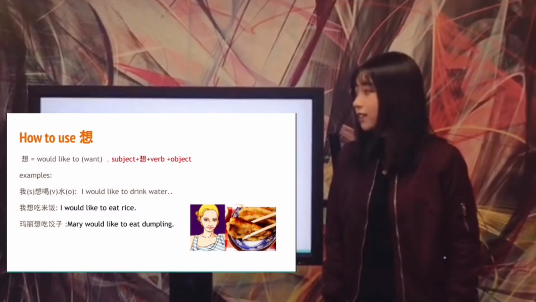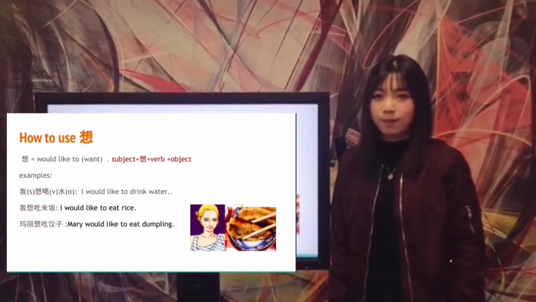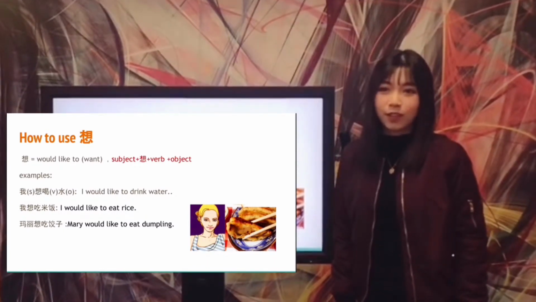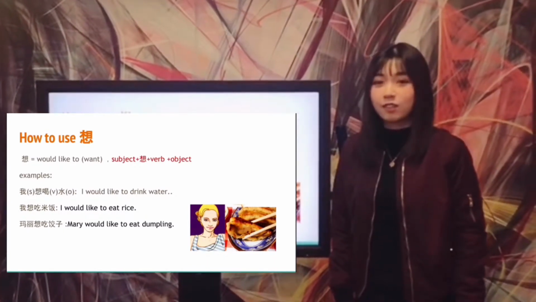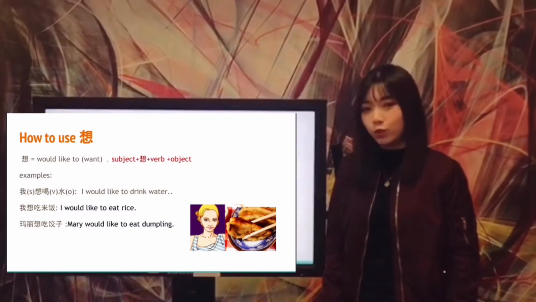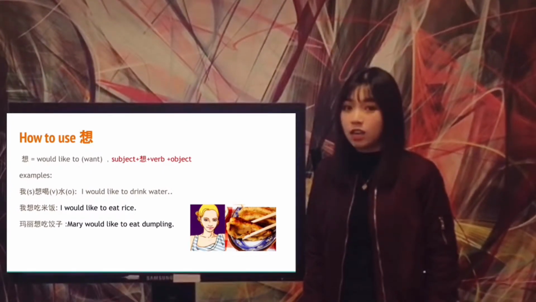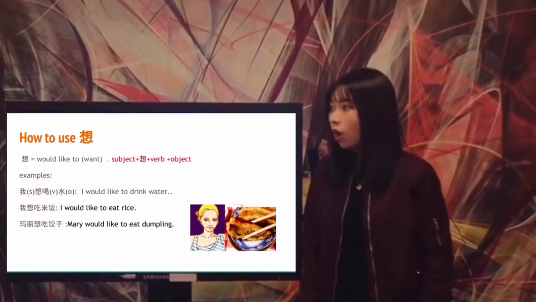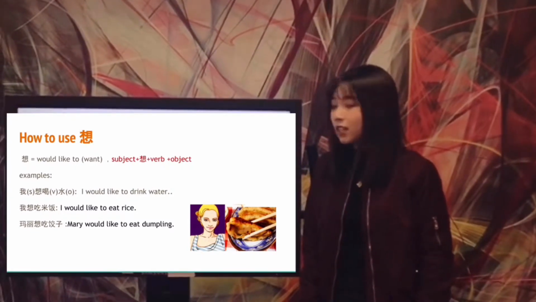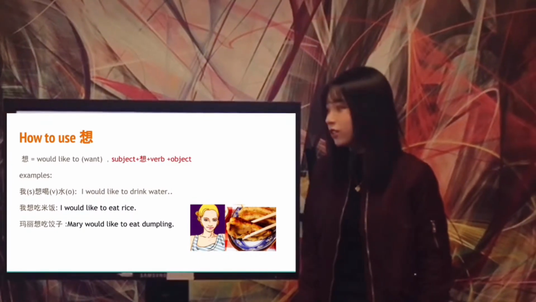In the subject, you can use I or other people's names. The object is the food or drink that you prefer. Here are some examples. How to say I would like to drink water? You should say 我想喝水. 我 is the subject. 想喝, 喝 is the verb, and 水 is the object that you want.